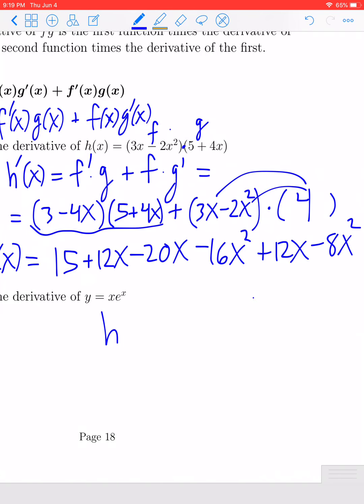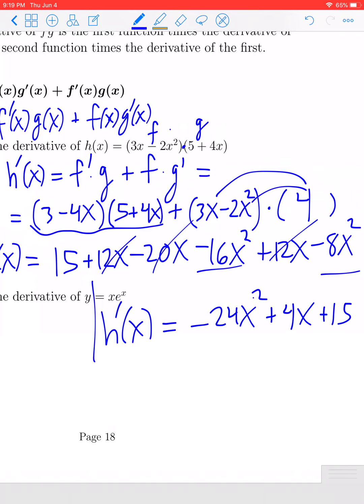And so we get as our answer h prime of x. Let's combine like terms and put it in standard order. We're going to have a negative 24x squared. 12 and 12 make 24. Subtract 20 will give us a positive 4x. And then we have one constant term of 15. So h prime of x is equal to negative 24x squared plus 4x plus 15.